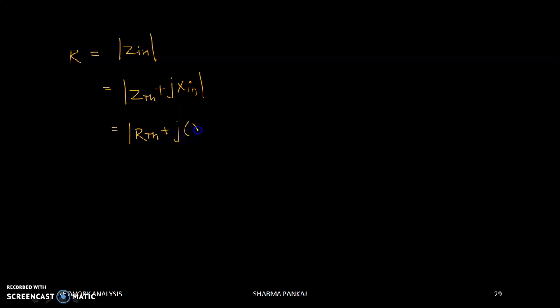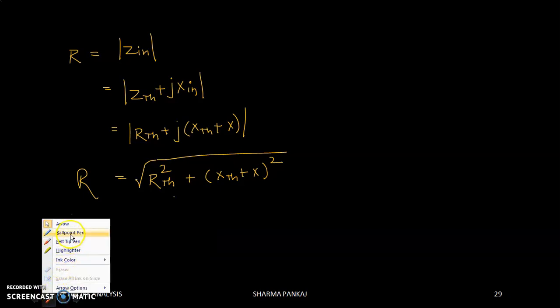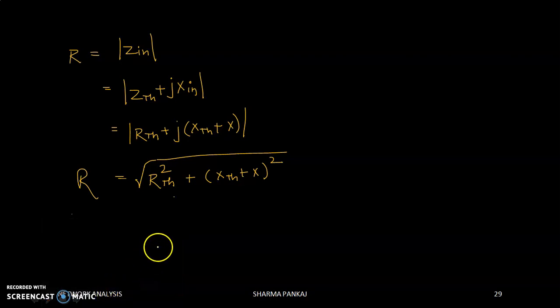That is, R equal to Z internal, which is equal to ZTH plus jXN, which is equal to RTH plus j of XTH plus X, which is equal to, so the value of R is equal to root under RTH square plus under bracket XTH plus X whole square.